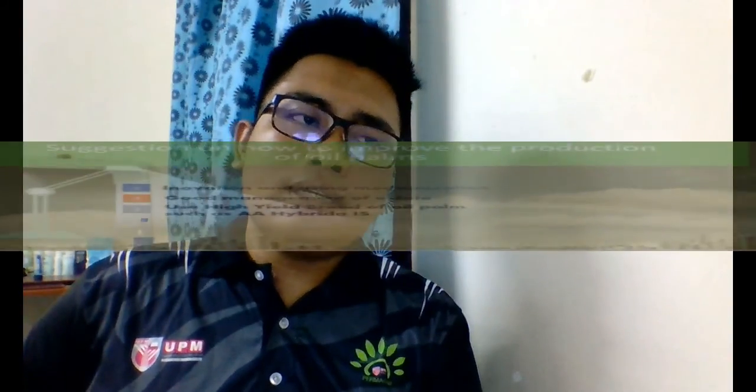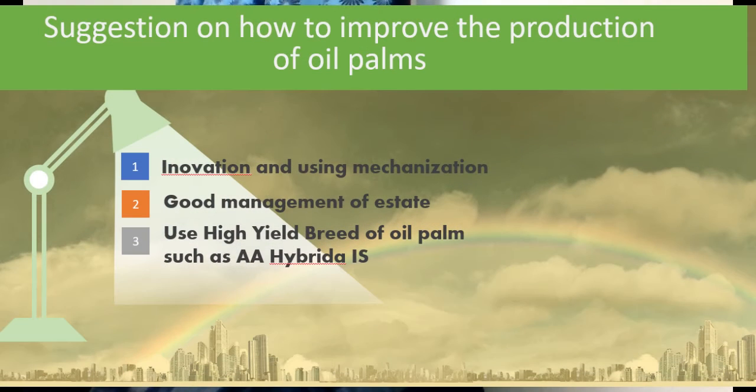Alright, the second is good management of estates. So this is one of the most important parts in oil palm plantations, because it determines the future of the oil palm. Because if they have good management, they can bring a lot of yield and a lot of profit.